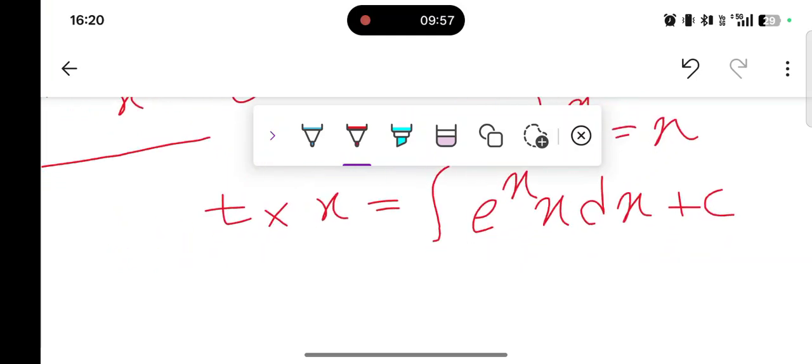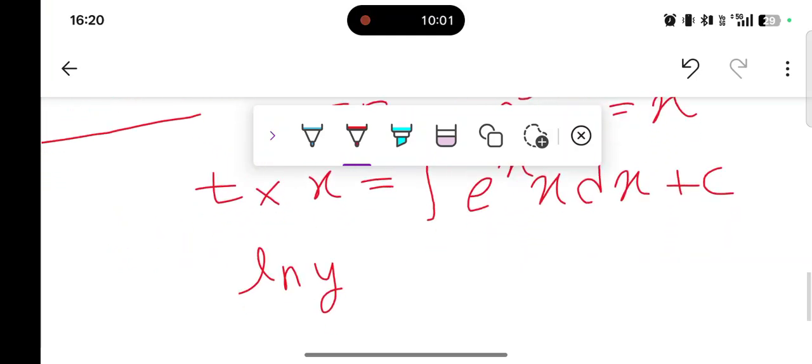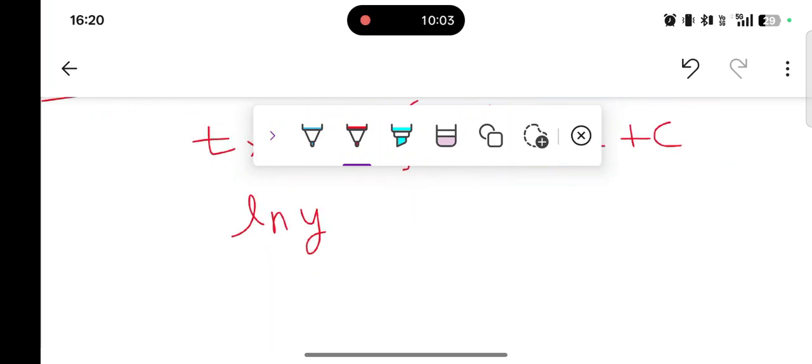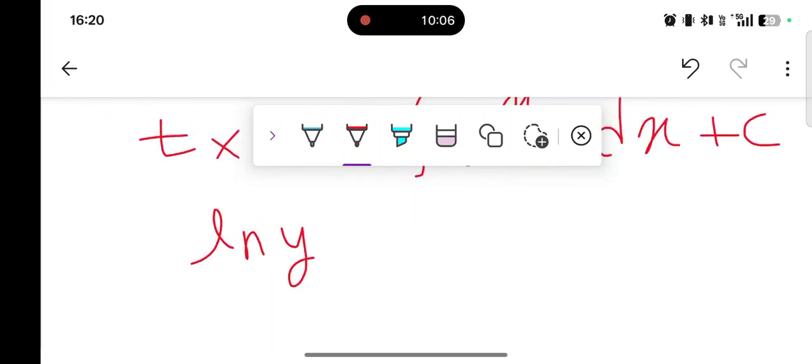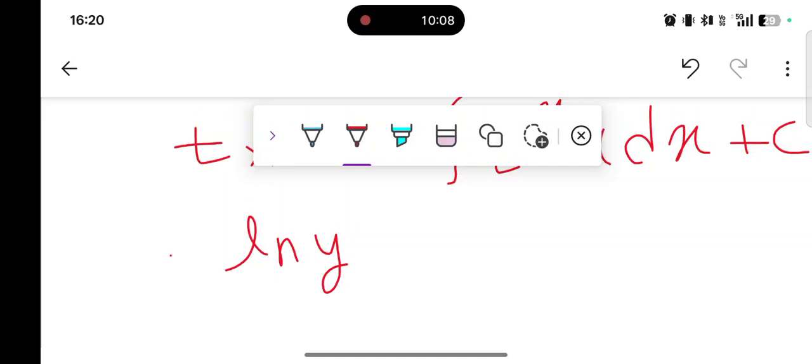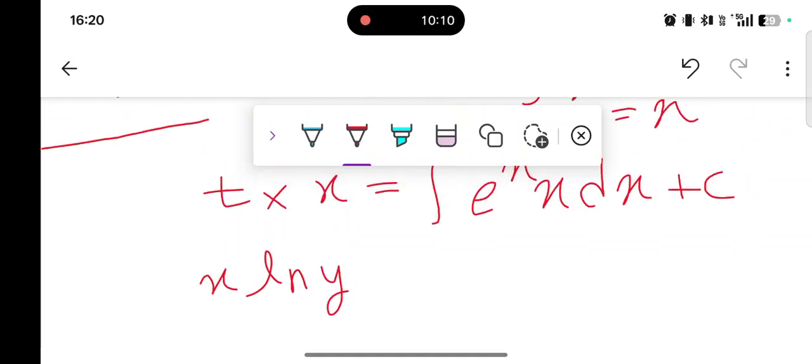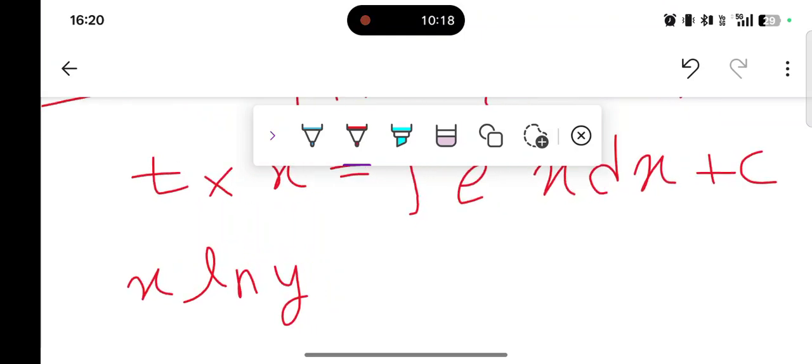Now what is the value of t? The value of t is ln y. You can replace it in the final form, but I am replacing it here because it doesn't matter actually. You can replace after getting the value of t at the end, after doing the integration, but it doesn't matter, so you can easily replace it in the primary form.